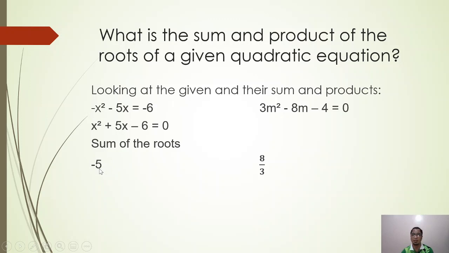Mas madali. Take a look at this one. Negative 8, ito yung B. Ang A natin, 3. Ayun. Eh sir, di ba ang sagot negative 8 over 3? Tama. Pero yung pinakasagot, imumultiply pa natin sa negative 8 over 3. Nakuha?